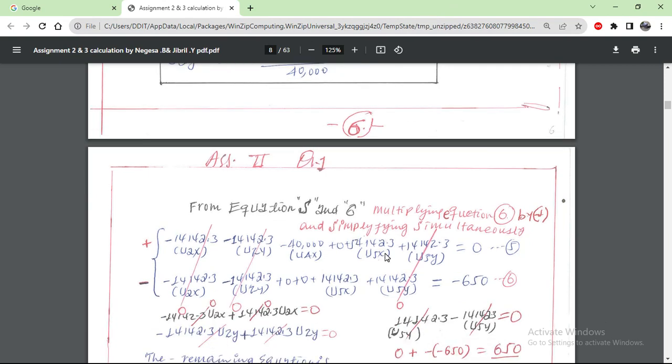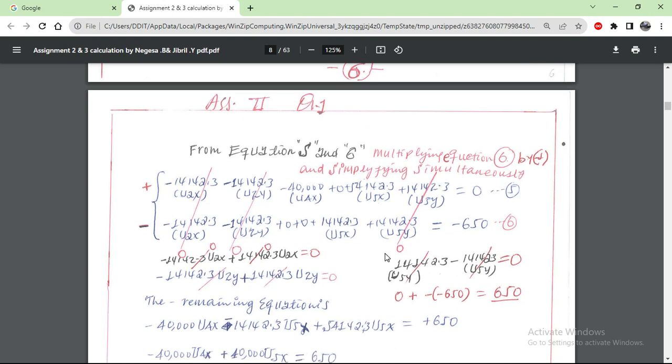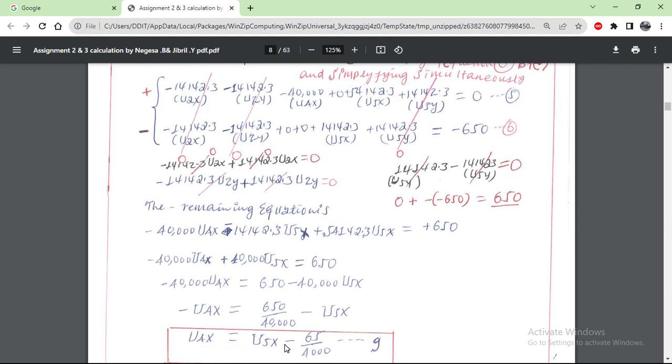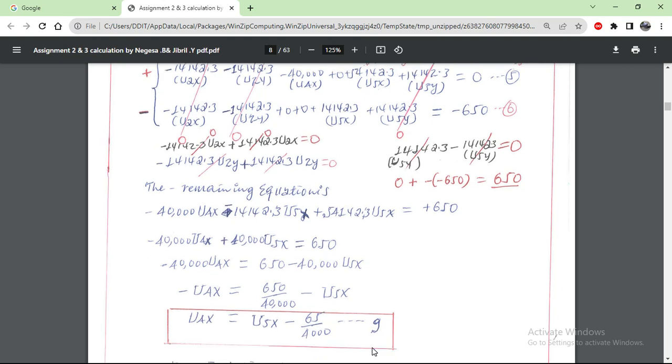So after rearrangements, we get these equations. Remaining equations are reduced to here, u4x equal to 650 over 14,000 minus u5x. Then it is reduced to here. This equation we take as equation number 9.